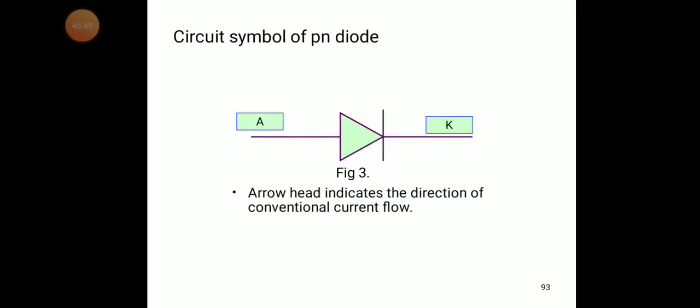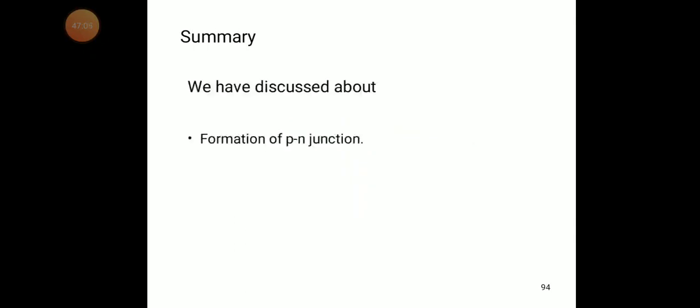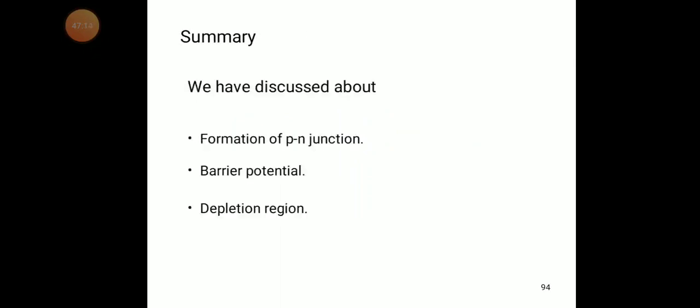You can see the circuit symbol of a PN junction diode. The arrowhead indicates the direction of conventional current flow, with the anode and the cathode. So what we discussed in this class is the formation of the PN junction, barrier potential, and depletion region.